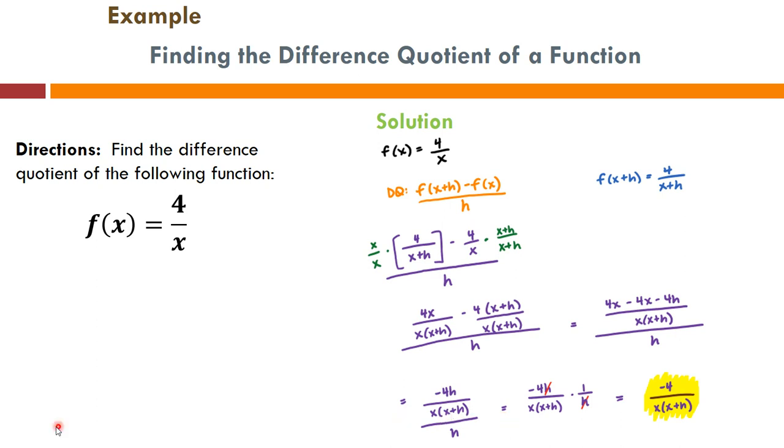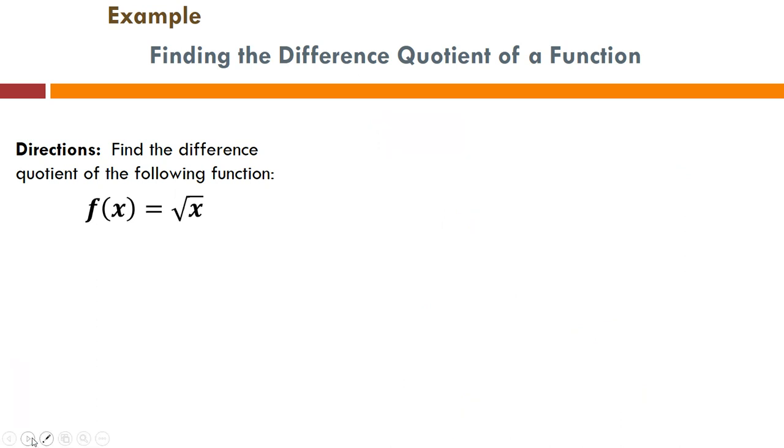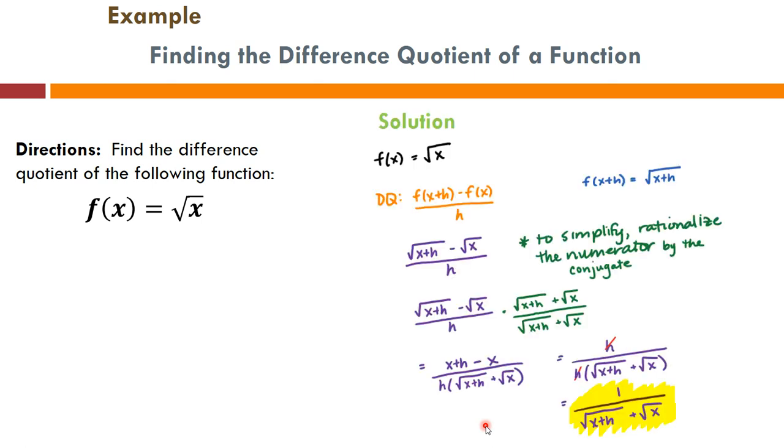So let's go to the next one. Okay, so same directions: find the difference quotient of the following function, but this time we've been given f of x equals square root of x. So I'm going to set it up just like I did before. Okay, my difference quotient formula has not changed. It's still f of x plus h minus f of x, all over h.